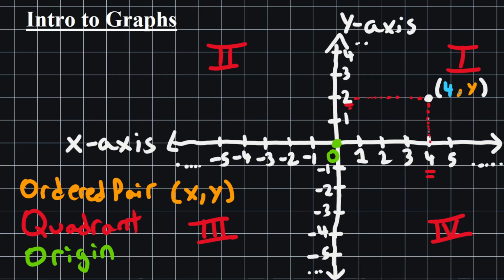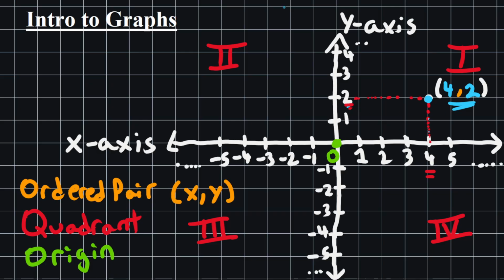And now what is the y? What point does this dotted line touch on the y-axis? That is this 2 right here. So for the y, let's write 2. Therefore, this point right here can be represented as 4, 2. That is how we represent it using an ordered pair.